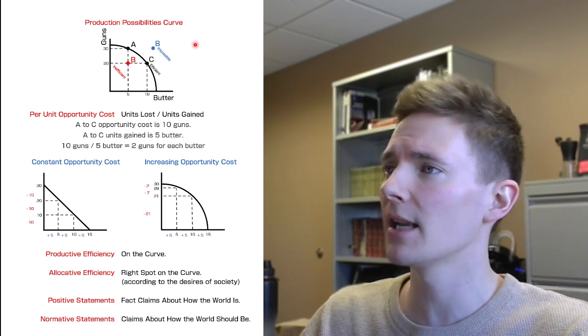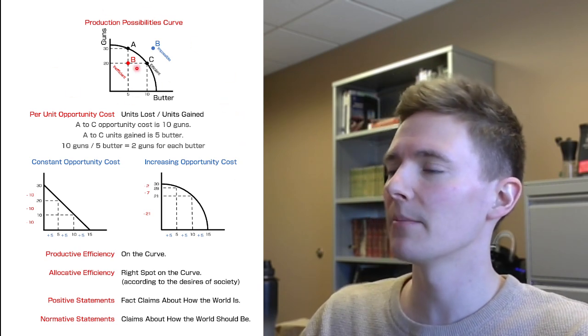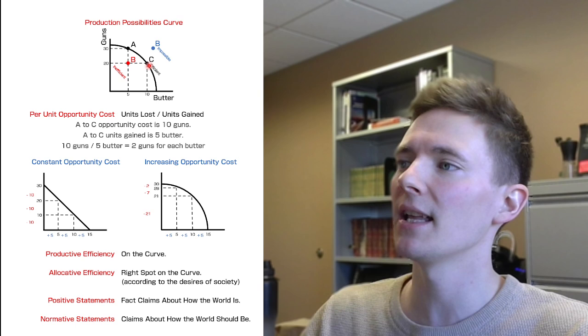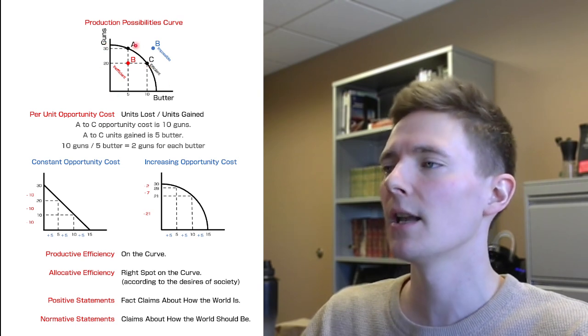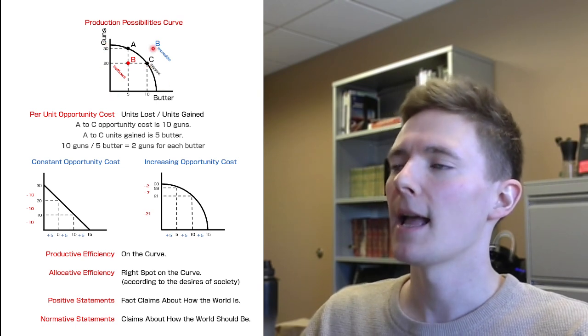Okay, the production possibilities curve. First graph that we're seeing, we have guns and butter. We've got some made up numbers. The main things that you should know is anywhere inside the curve is inefficient, on the curve is efficient, and beyond the curve is impossible at this time.